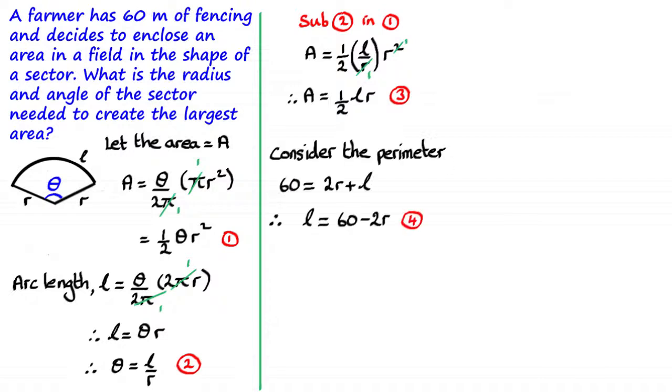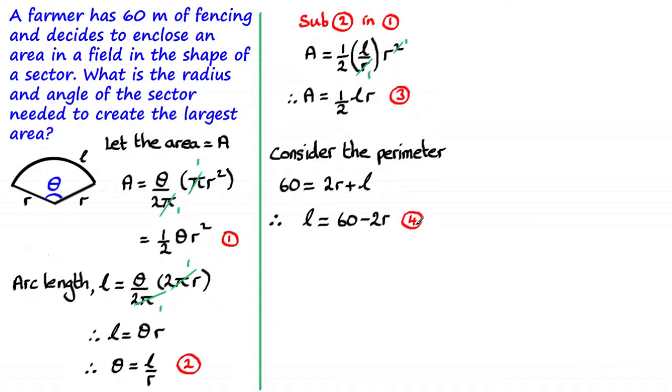What is L going to be in terms of the perimeter? We know the perimeter is 60. We know the distance all the way around here is 60. So 60 will equal twice the radius plus the arc length. And if we rearrange this for L now, in terms of R, we get 60 minus 2R. You could make R the subject here. It doesn't matter. But that's going to create a fraction, and I want to avoid fractions as much as possible. So we've made L the subject.